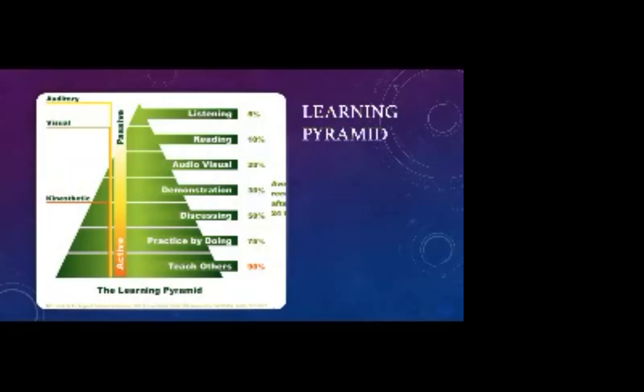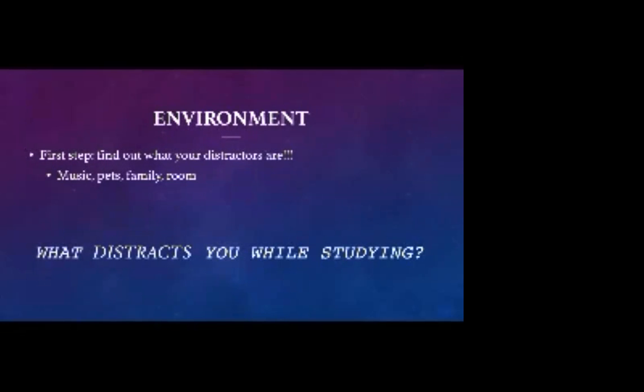So, your environment. Your environment is a great factor when it comes to your memory, as to what distracts you and what can help you retain that information. The first step is finding out what your distractors are. So the question is, what distracts you while studying? A few examples can be music, pets, family, your own room. And I've seen research where if you chew the same flavor of gum while you're studying a certain subject and you're chewing it again while taking an exam, you're bound to recollect some of the information that you reviewed.